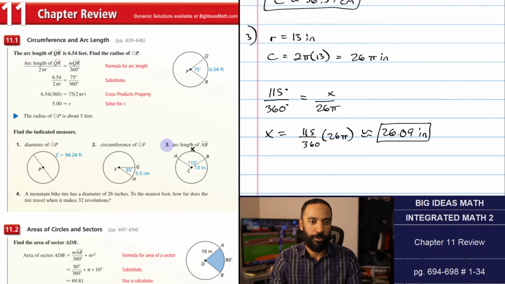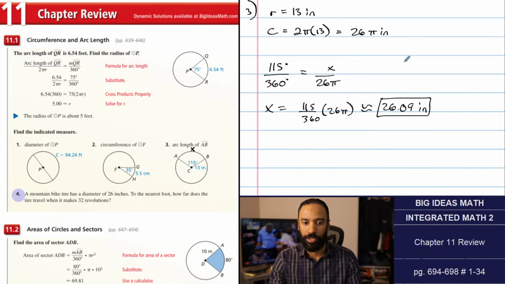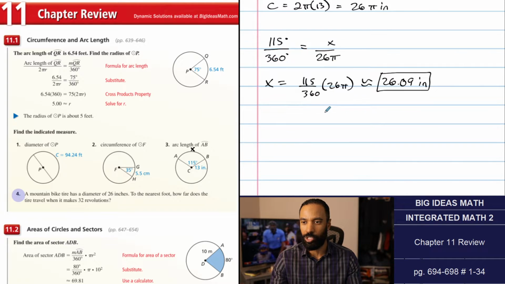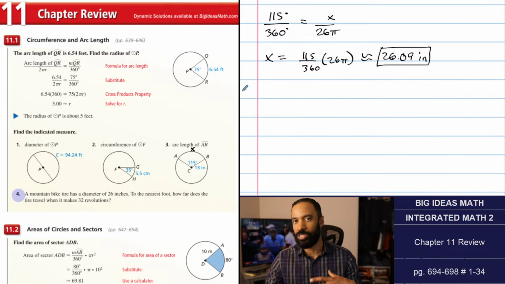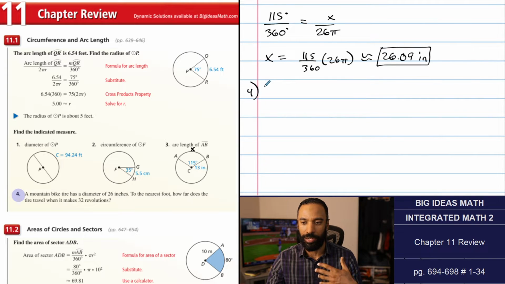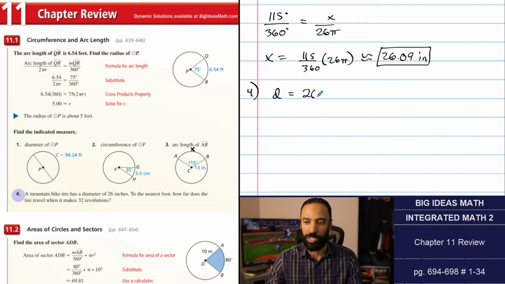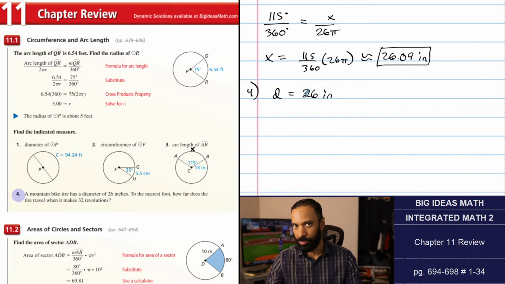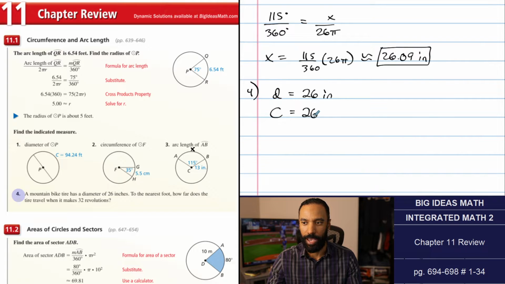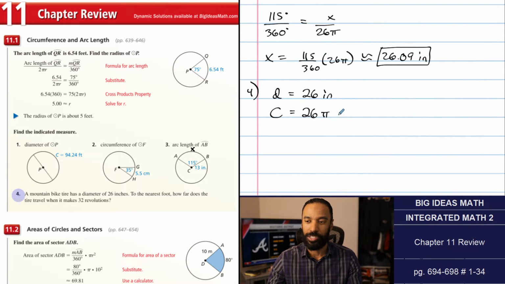Let's look at number 4. A mountain bike tire has a diameter of 26 inches. To the nearest foot, how far does the tire travel when it makes 32 revolutions? So every revolution is the entire circumference of that tire working itself out. So if a mountain bike has a diameter of 26 inches, then we got to work out its circumference, which is diameter times pi. 26 pi, once again, just like this previous one.